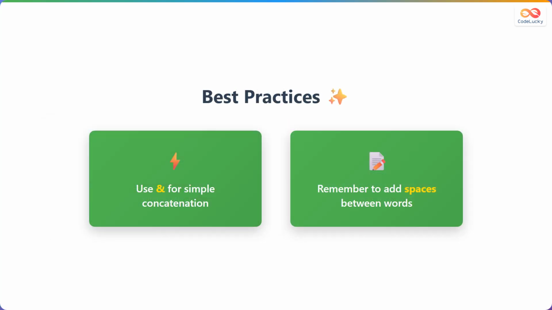Here are a couple of best practices to keep in mind when concatenating text in Excel. First, use the ampersand for simple concatenation tasks, as it is quicker and more straightforward. Second, always remember to add spaces between words when necessary to ensure the concatenated text is readable.